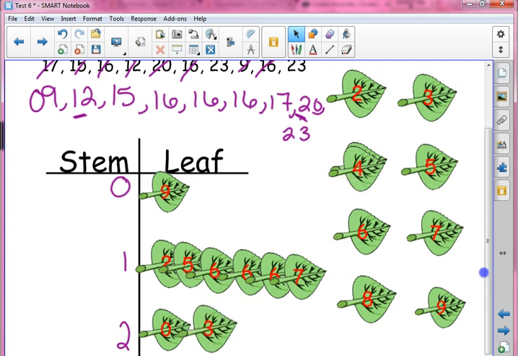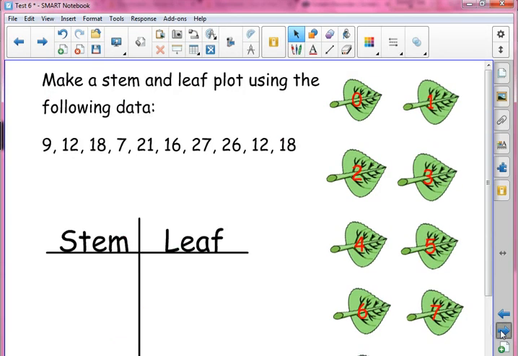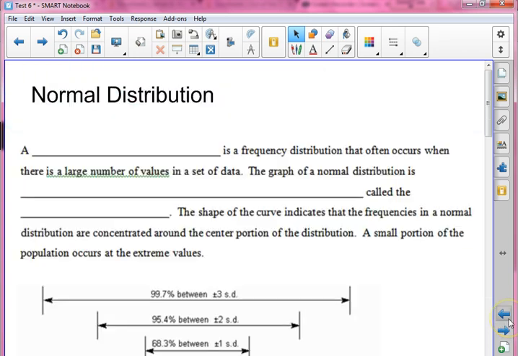And if you ask me, when I ask you to do a stem and leaf plot, it's much simpler if you write them in order. Okay, we'll call it done. Thank you.